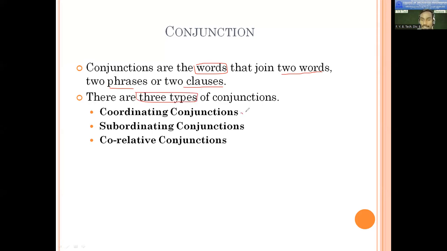Coordinating conjunctions: if sentences are joined by coordinating conjunctions, they can be compound sentences. Then subordinating conjunctions: sentences joined by subordinating conjunctions can be complex. And the sentences which are joined by correlative conjunctions again sometimes refer to compound sentences.